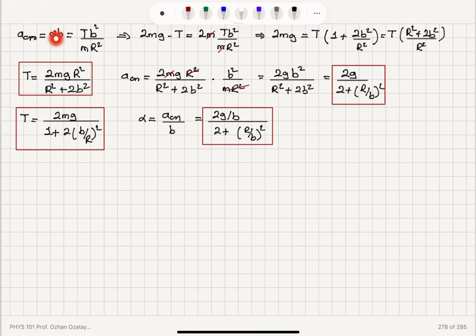Acceleration of the center of mass was alpha b, which is Tb squared over mR squared. For T I substitute this result, and I then divide top and bottom with b squared, and I see that it has the unit of g, which is acceleration, 2g over 2 plus (R over b) squared. Alpha is acceleration of the center of mass over b, so it's 2g over b divided by 2 plus (R over b) squared.